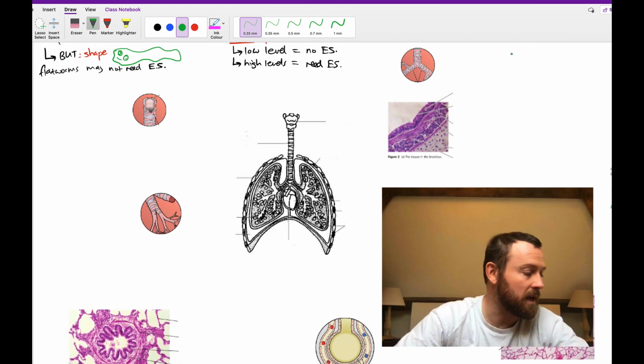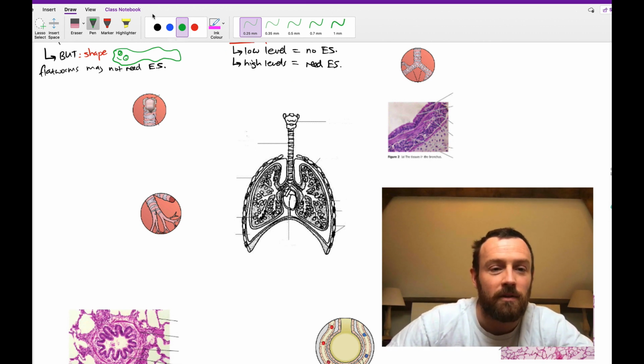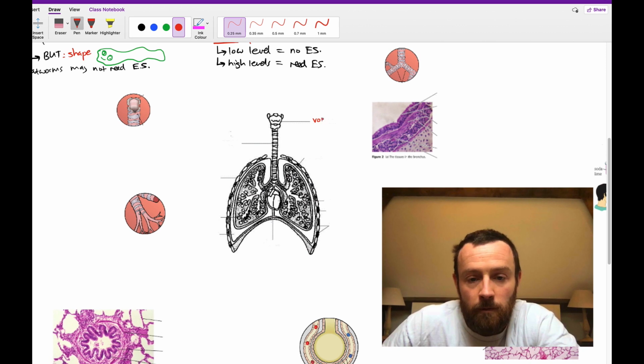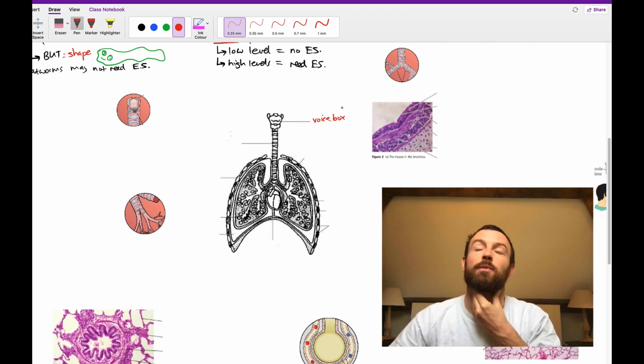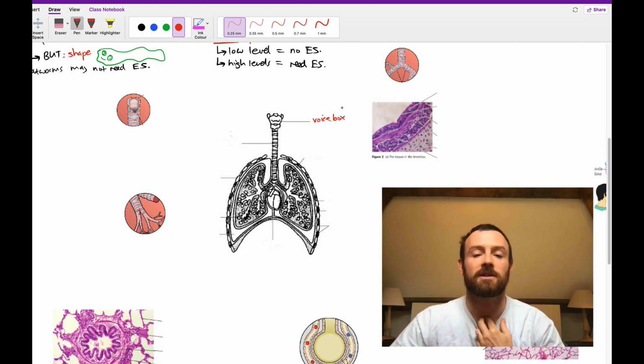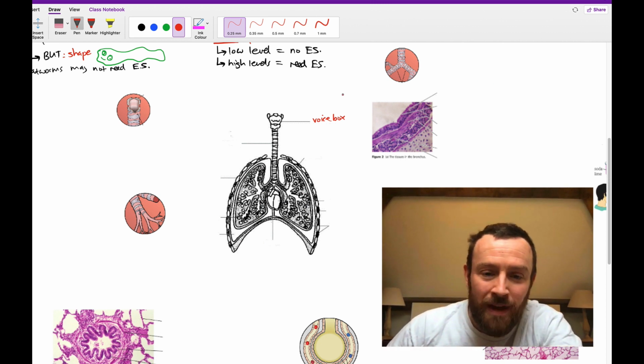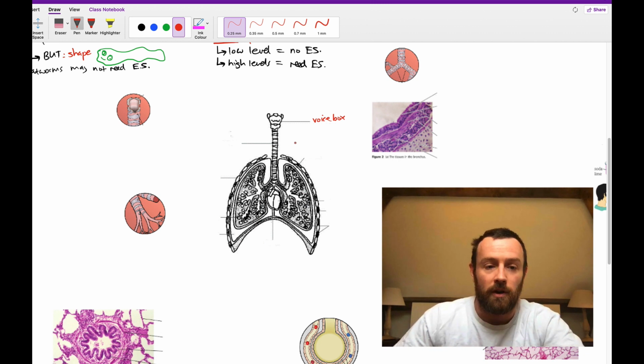Okay, so first of all, let us label the lungs. Here we've got the voice box, which isn't really part of the lungs, that's just what enables us to speak. You can feel it if you put your hand here. That's the voice box, and below that is the trachea, which you can feel if you touch it, but don't press too hard because it feels weird. You can feel the cartilage on the trachea.